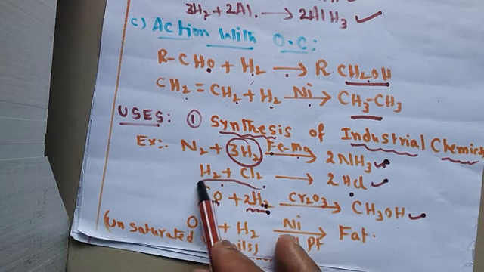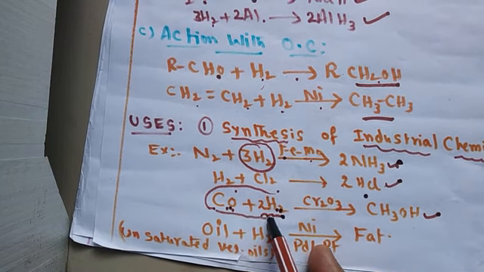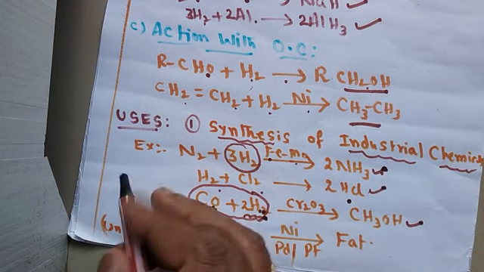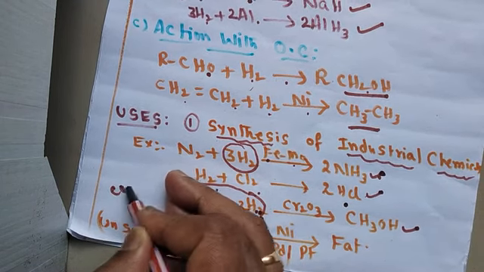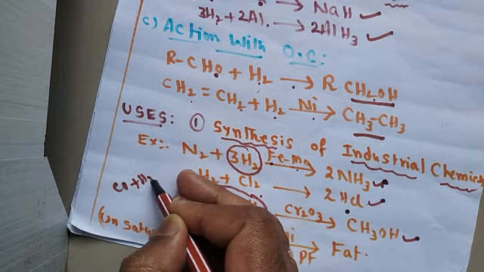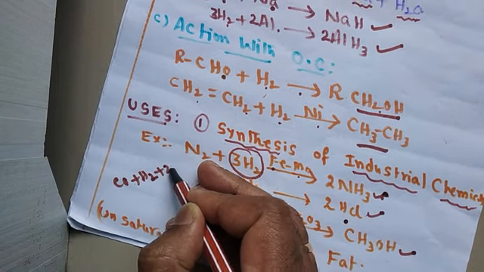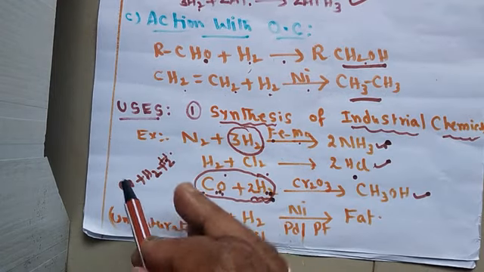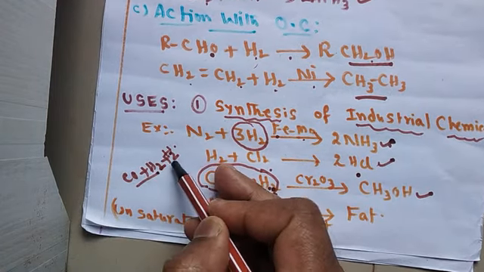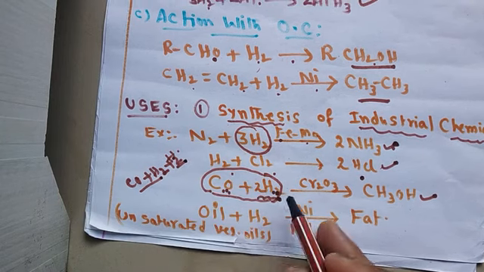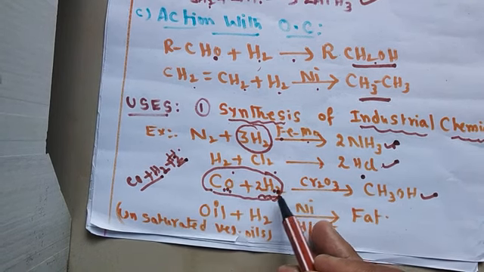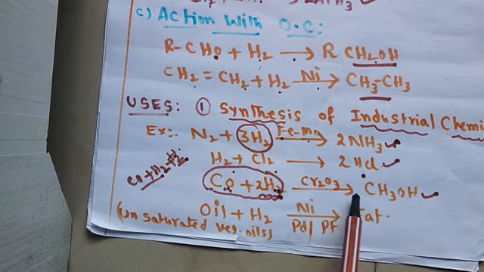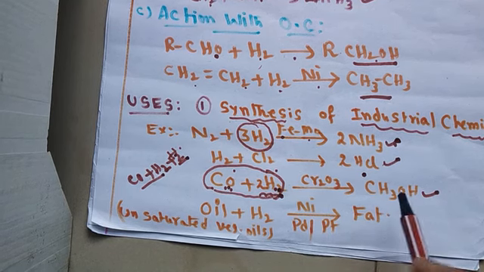What is the mixture here? Water gas plus hydrogen. Water gas means CO plus H2, plus hydrogen. Then, in total, this mixture of water gas and hydrogen is CO plus 2H2. That's why here it is CO plus 2H2. So in the presence of chromium oxide, it forms methanol.